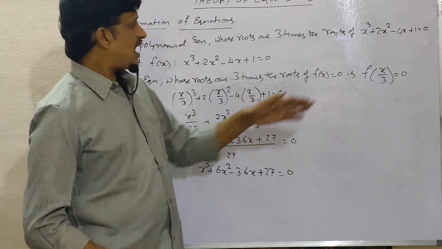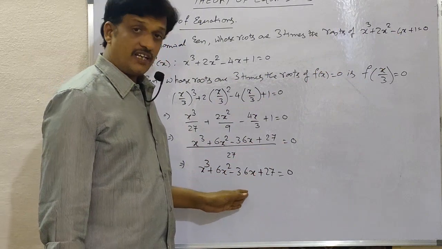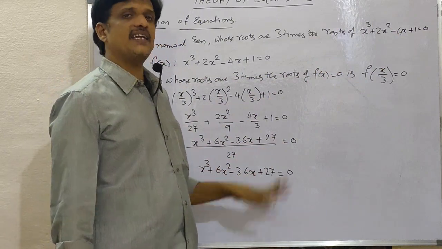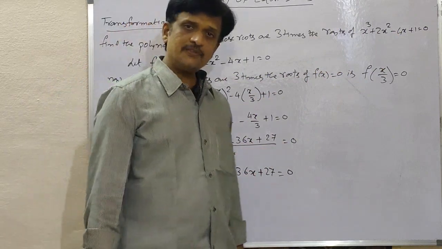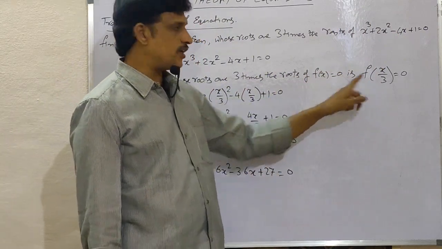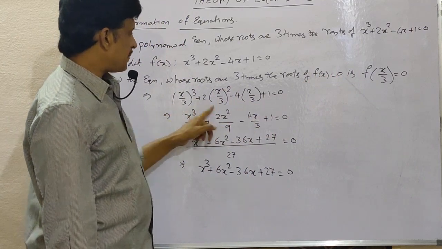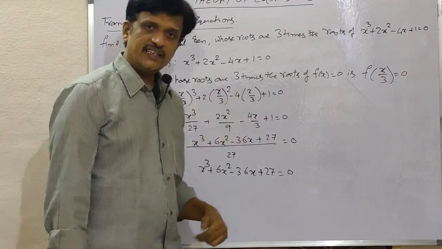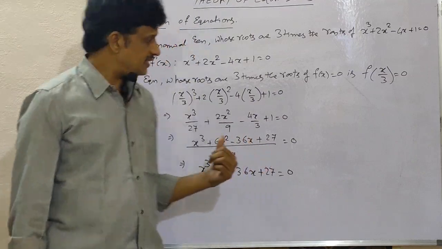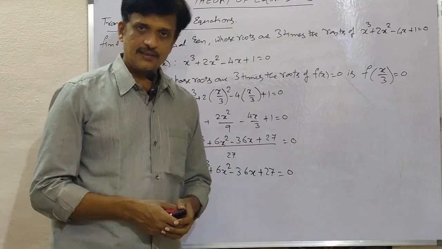If alpha, beta, gamma are the roots of the given one, and you solve this one, you will get the result 3 alpha, 3 beta, 3 gamma, whose roots are 3 times the roots of the given equation. So the required one is f of x by 3 equal to 0. So in the given f of x, in the place of x, write x by 3 and simplify. This is called transform. Instead of writing the roots, you can write the required equation.